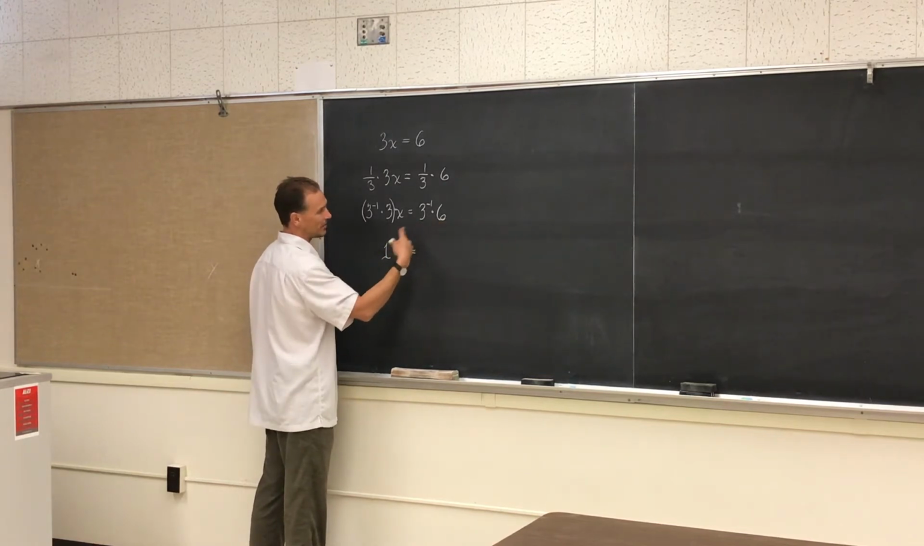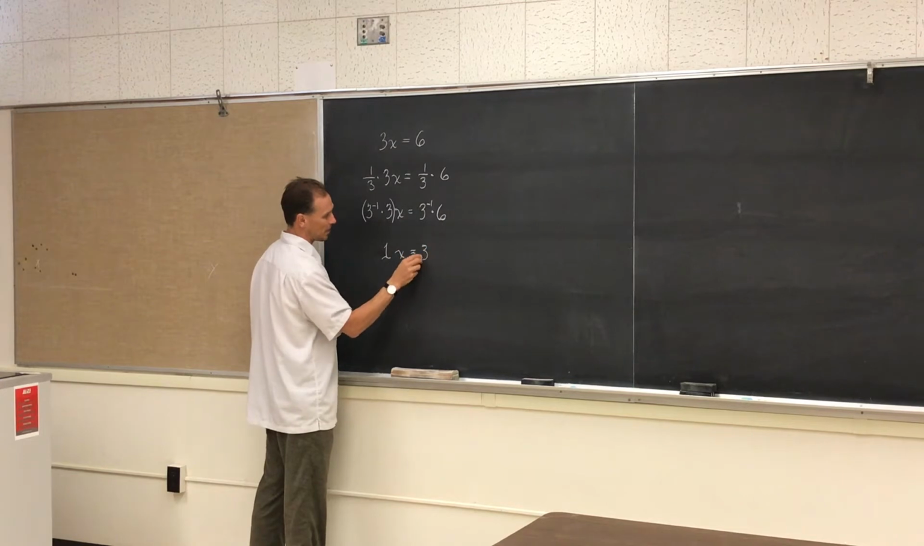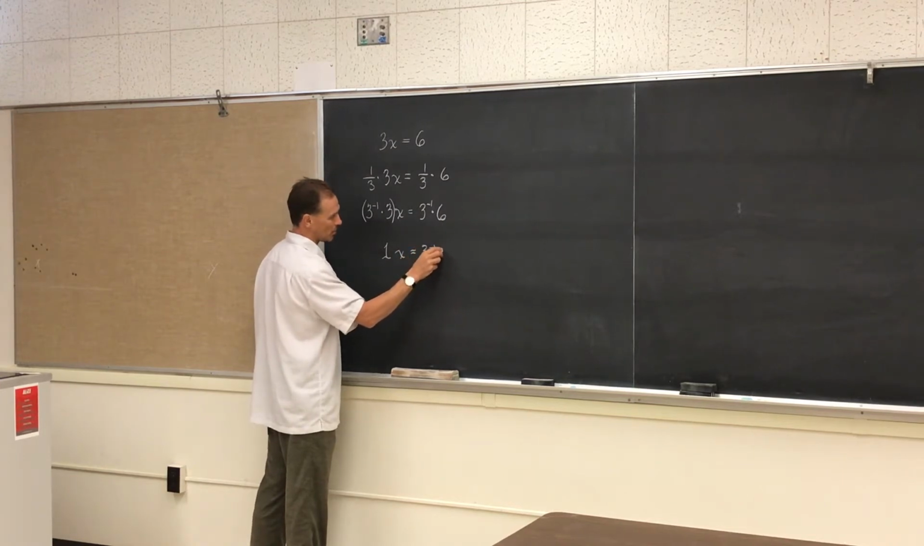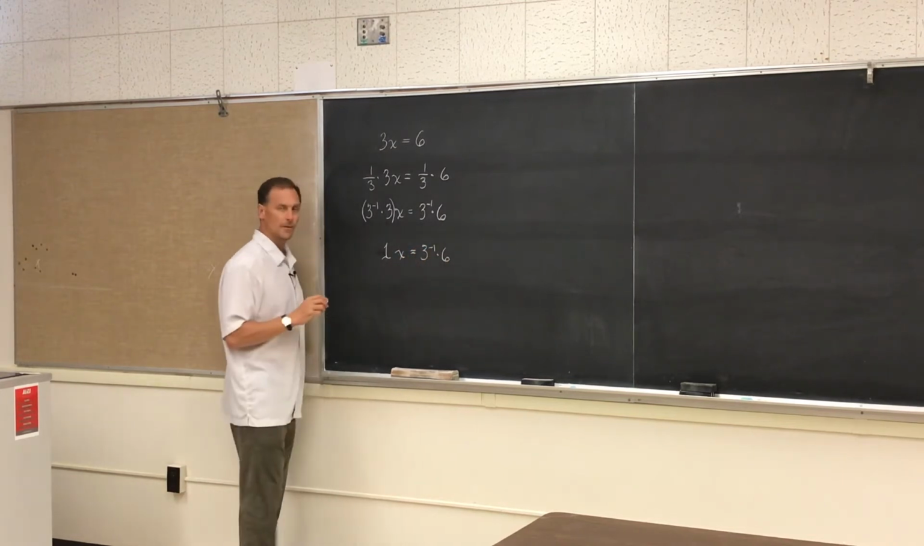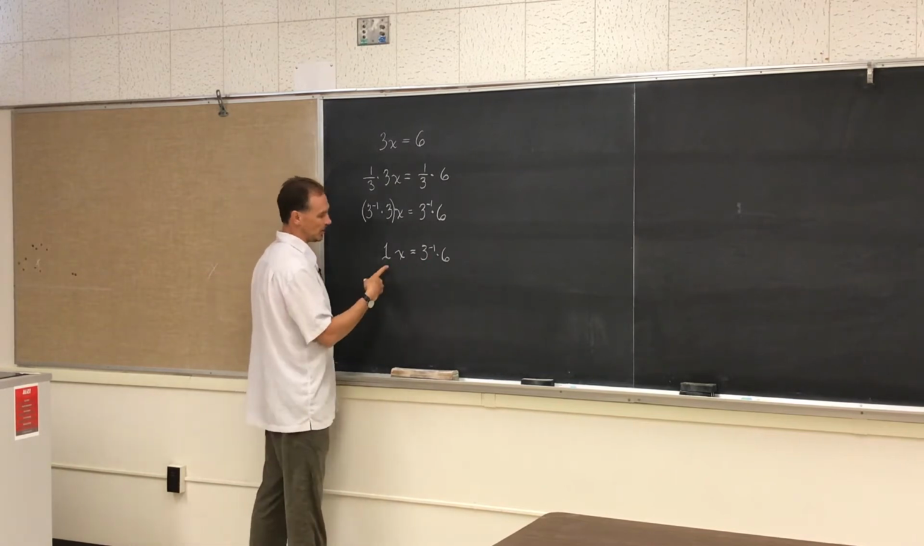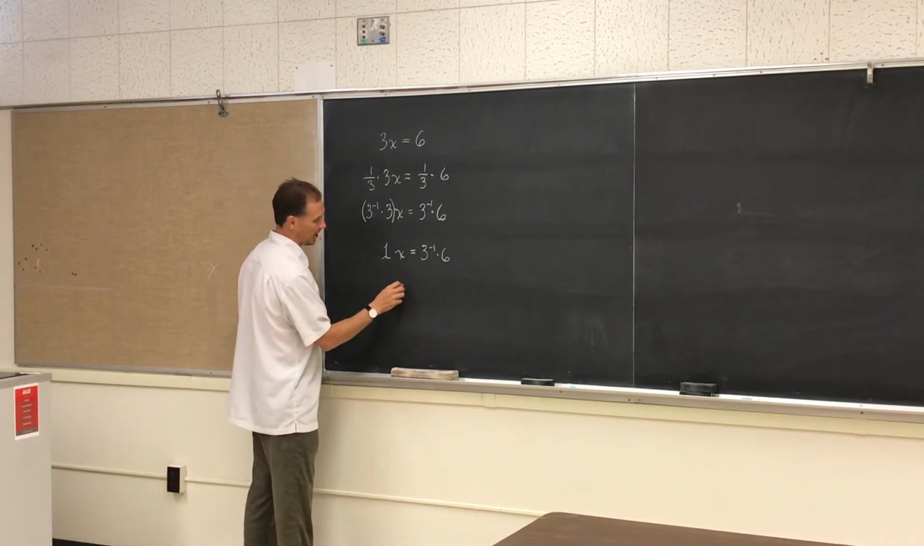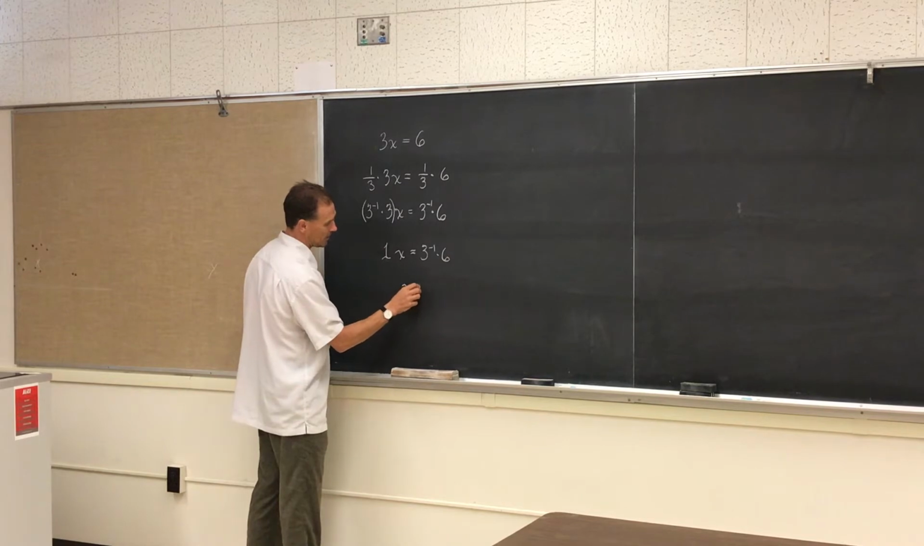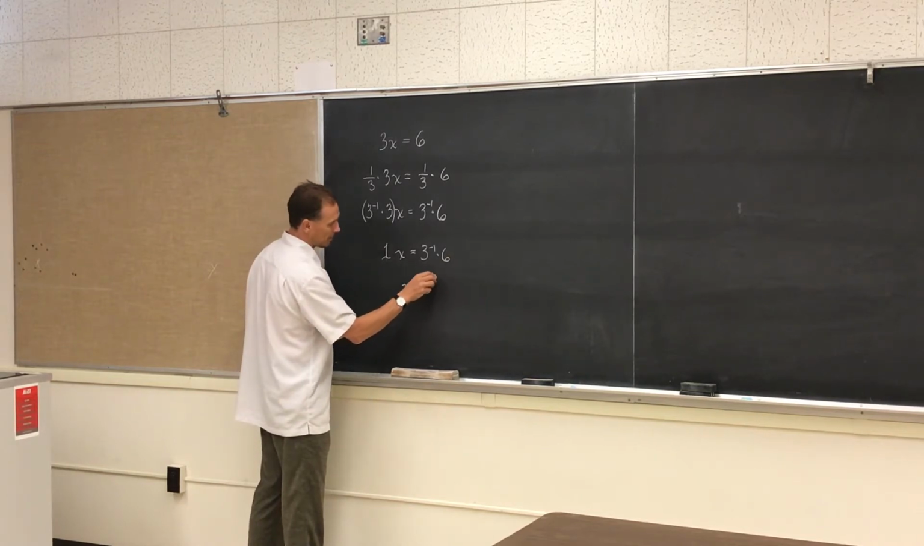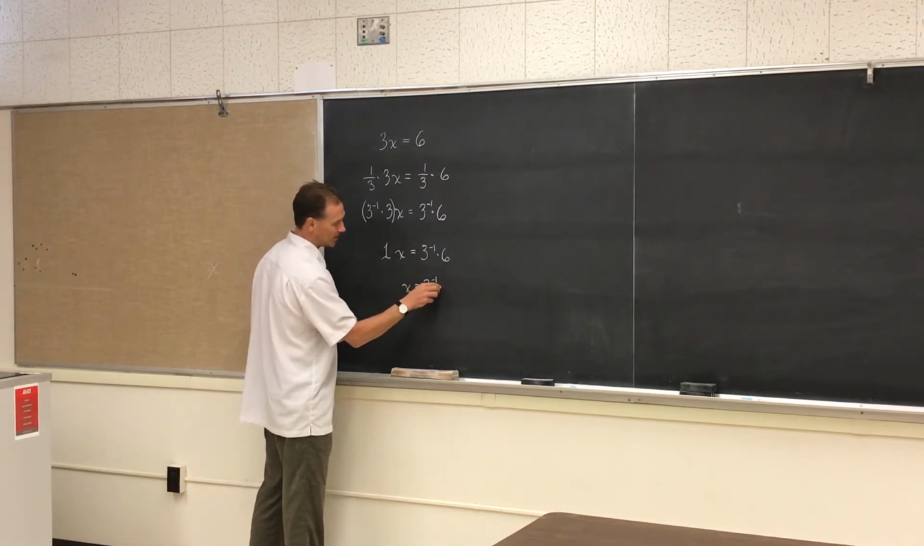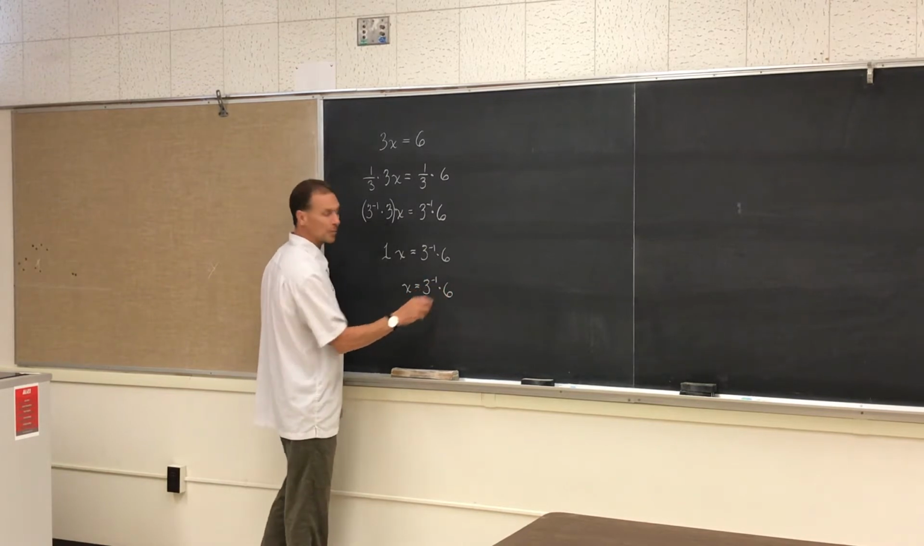And I'm going to leave this as it is. And for simplicity, we usually don't even write the 1. We would just write it as x equals the multiplicative inverse times some number.